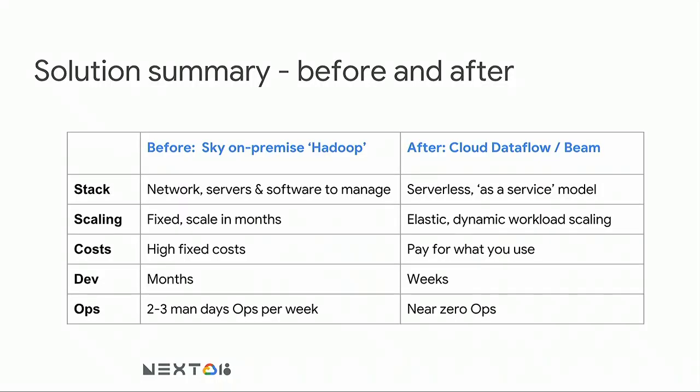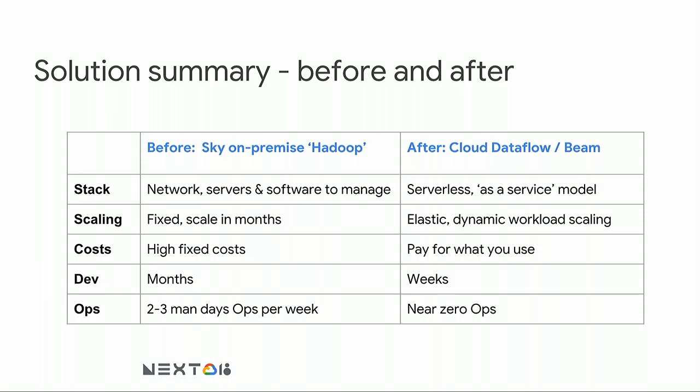So before, we had an on-prem Hadoop cluster, we had to manage network, servers, software upgrades. We had to patch everything. We had a lot to maintain. Now we've got a completely serverless, as-a-service model. We can scale in no time at all, like 90 seconds to add more workers, whereas before we were talking months to add new servers, where we may have to even put in a request to finance and deal with all of the capital expenditure outlay. So there were high fixed costs with the existing solution, and now we can just pay for what we use.